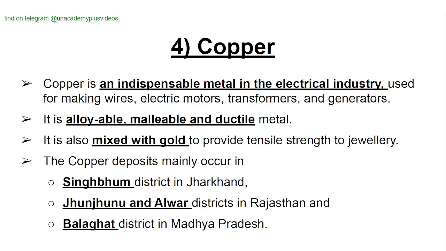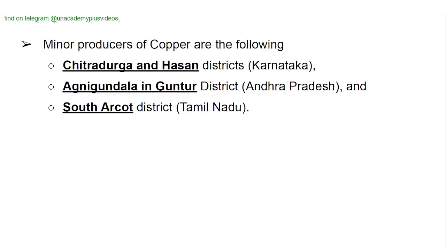Copper. Copper is an indispensable metal in the electrical industry used for making wires, electric motors, transformers, and generators. It is an alloyable, malleable, and ductile metal. It is also mixed with gold to provide tensile strength to jewelry. The copper deposits mainly occur in Singhbhum district in Jharkhand, Jhunjhunu and Alwar districts in Rajasthan and Balaghat district in Madhya Pradesh. Minor producers of copper are the following: Chitradurga and Hassan districts, Karnataka; Agni-Gundala in Guntur district, Andhra Pradesh; and South Arcot district, Tamil Nadu.